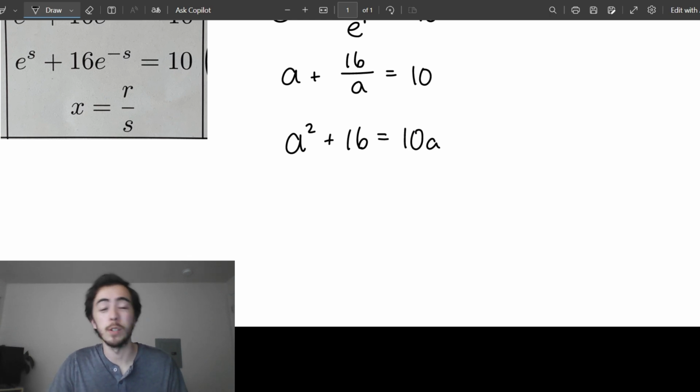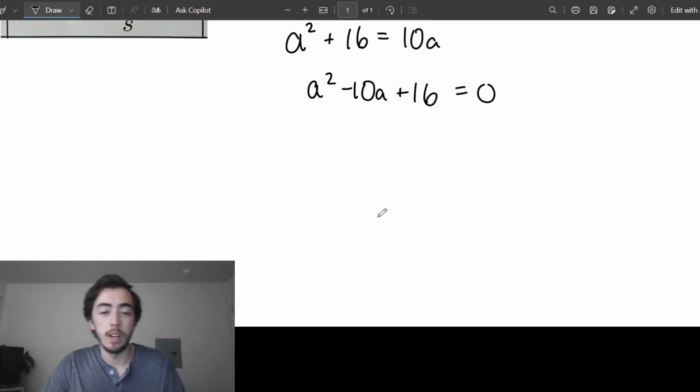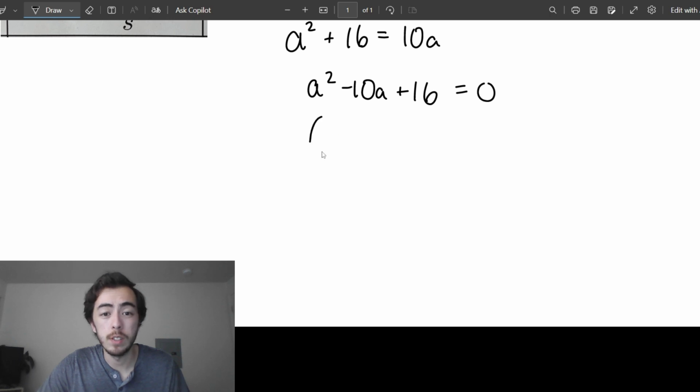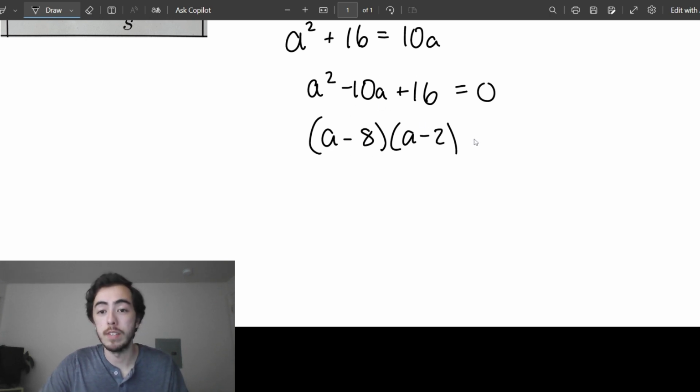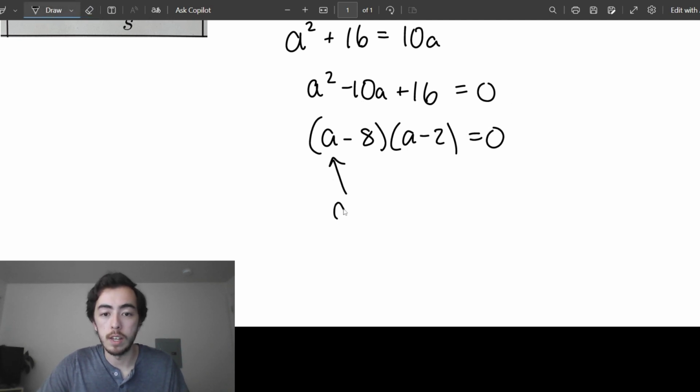And this is just a quadratic equation at this point. I'll subtract the 10a from both sides so that I can set it equal to 0. And now I'm going to try to solve for a. Looks like I can factor this one. I think it's going to be a minus 8 and then a minus 2. The quick trick here is that the negative 8 and negative 2 multiply to 16, and the negative 8 and negative 2 add to negative 10. And here I can see that if this value is 8, then 0 times 6 is still 0. So that tells me that a could be 8.